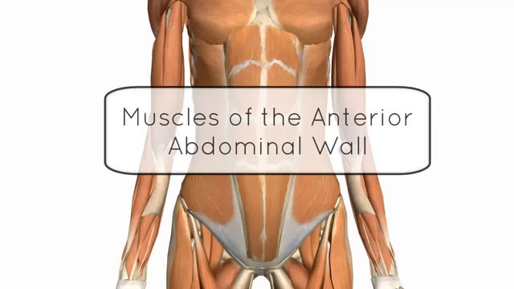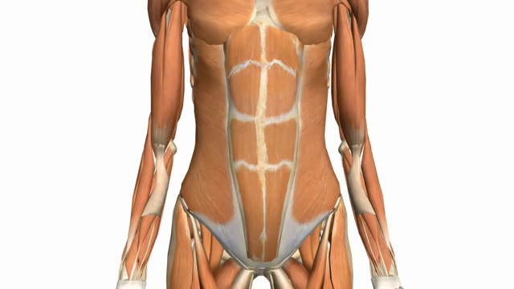Okay, so this is a tutorial on the muscles of the abdominal wall. So I'm going to do this in two parts. The first part will be on the muscles of the anterior abdominal wall, and the second part will cover the muscles of the posterior abdominal wall.